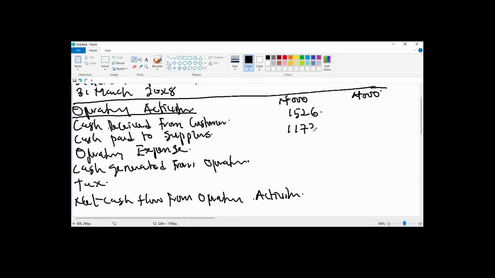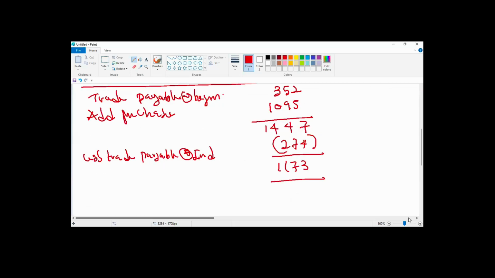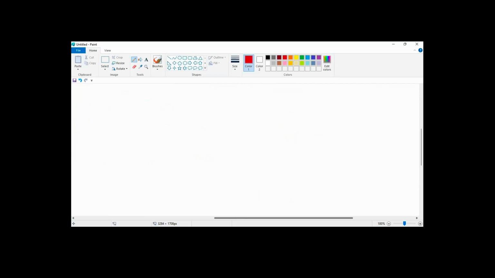One was 73. Don't forget it is paid, so it will not be an outflow. The next thing is operating expenses. But before we do operating expenses, let's play match between direct and indirect method.